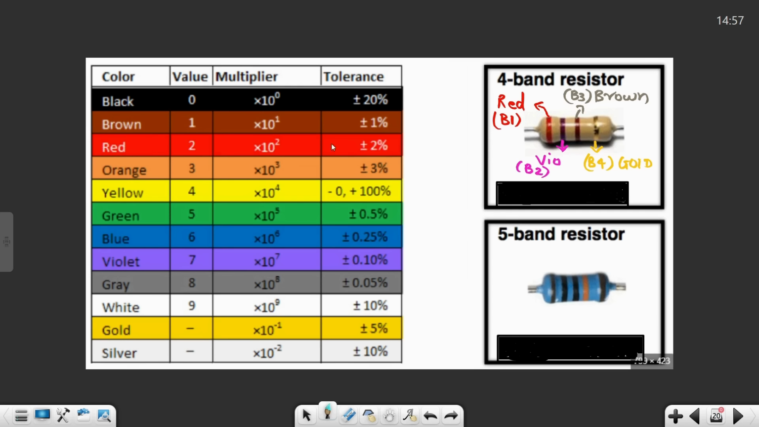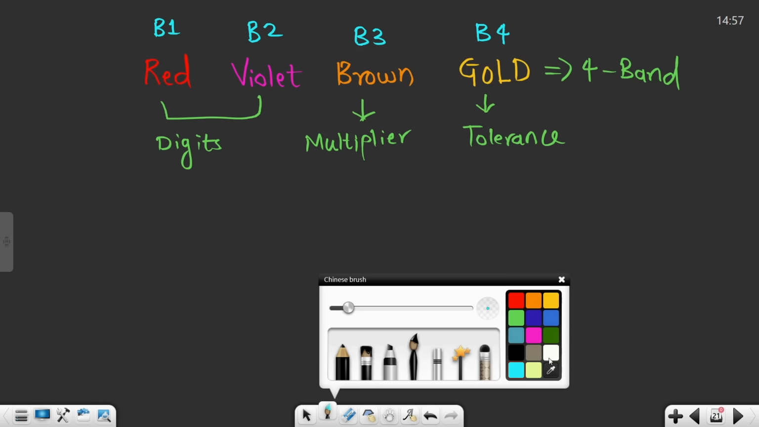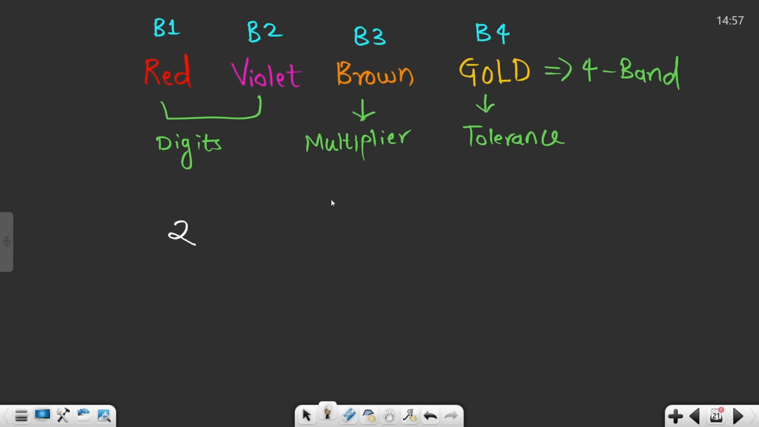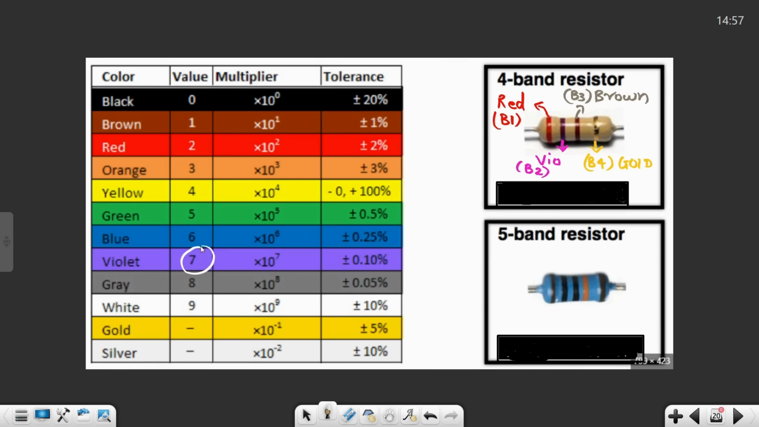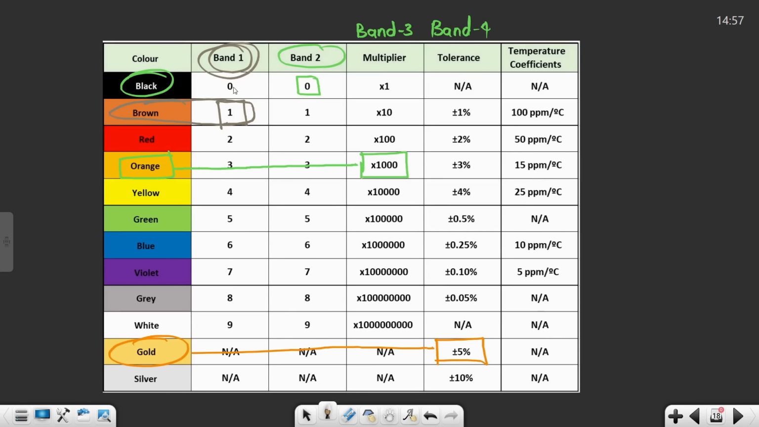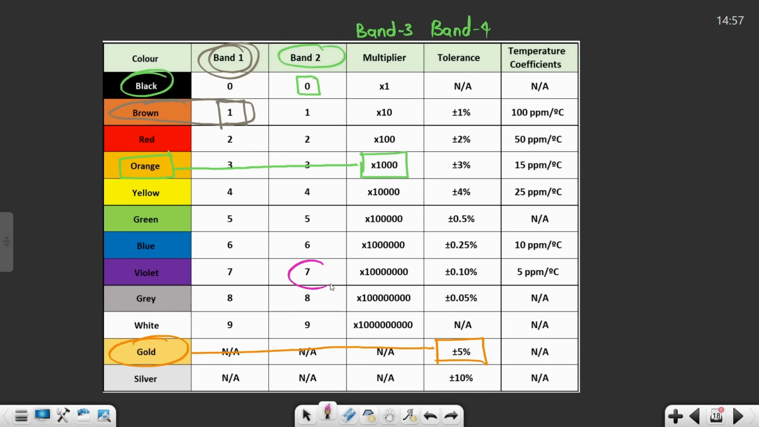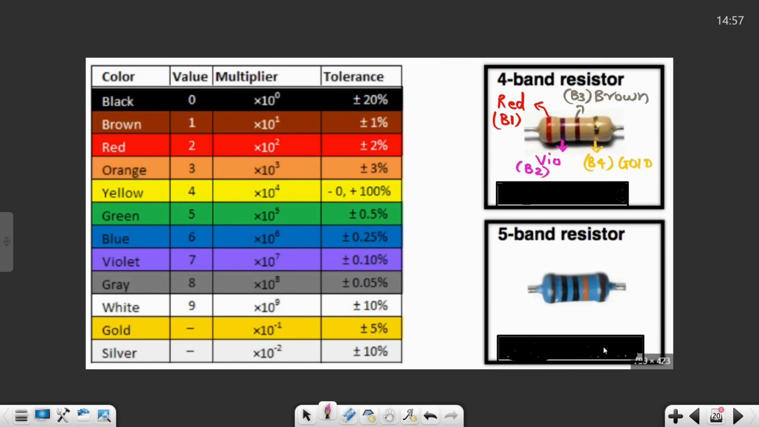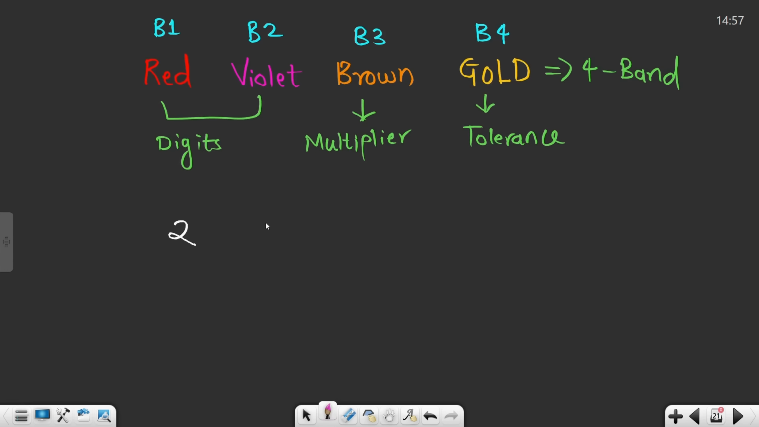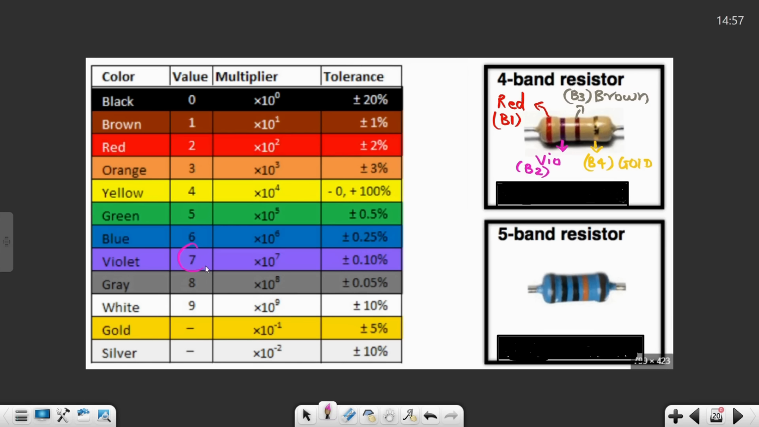So first color is red. For red we have 2, so I'll just write over here 2. Then we have violet. For violet we have 7. If you want, you can refer to this particular table as well. Band 1 is 2, band 2 is 7. So the next color is violet, and we have the number 7 for that.